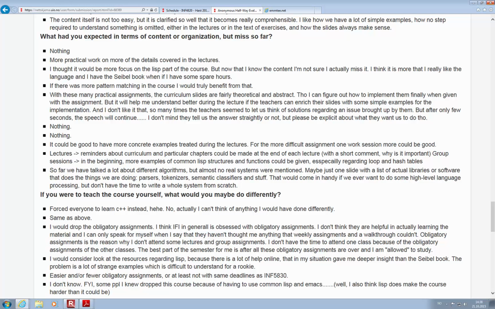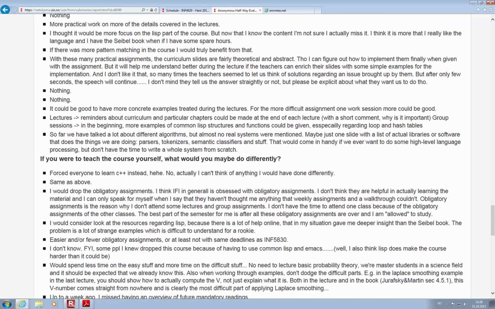A couple, maybe 3 said there are many practical assignments. There's a lot of out-of-class work. Since we're only lecturing 2 hours, that's the predominant model at this department.